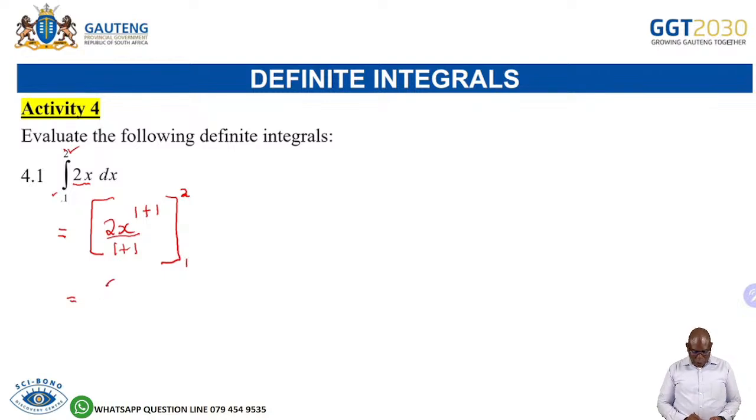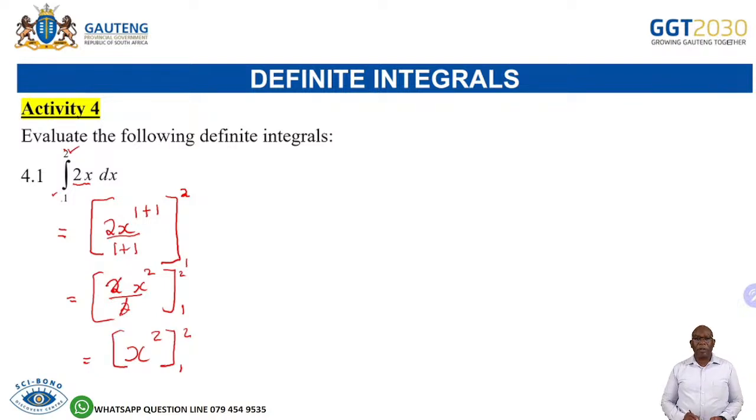I'm going to have 2x squared all over 2, still keeping the 2 and the 1. This 2 divides into that, so I'm going to have x squared, with limits 2 and 1. Please, my boys and girls, this does not mean that it's x squared all squared. It means that we first need to substitute by 2, then we substitute by 1.